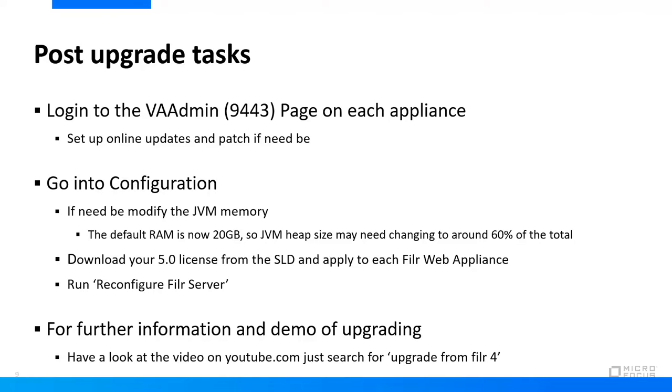You also need to go into the SLD, download your Filr 5 license, and then add that to each web appliance and then do a reconfigure. If you want to have more information on how to do this, then again there's a YouTube video. Just go and search for upgrade from Filr 4 and you should find that.